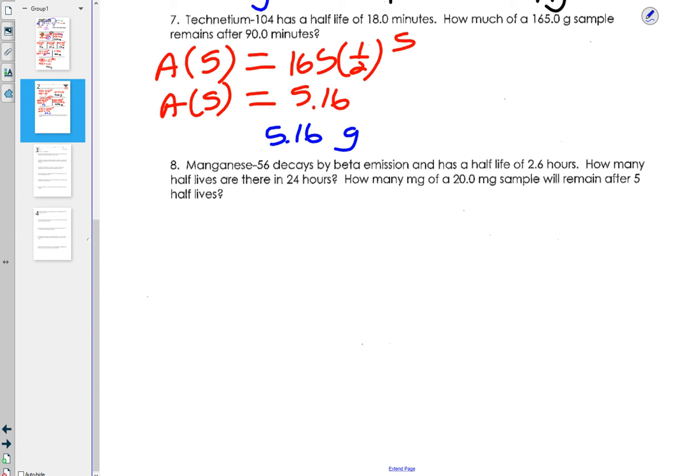Anybody know how to say that word number 8? It's called manganese. It looks like magnesium. Do you want to say magnesium or manganese? Manganese 56 decays by beta emission.